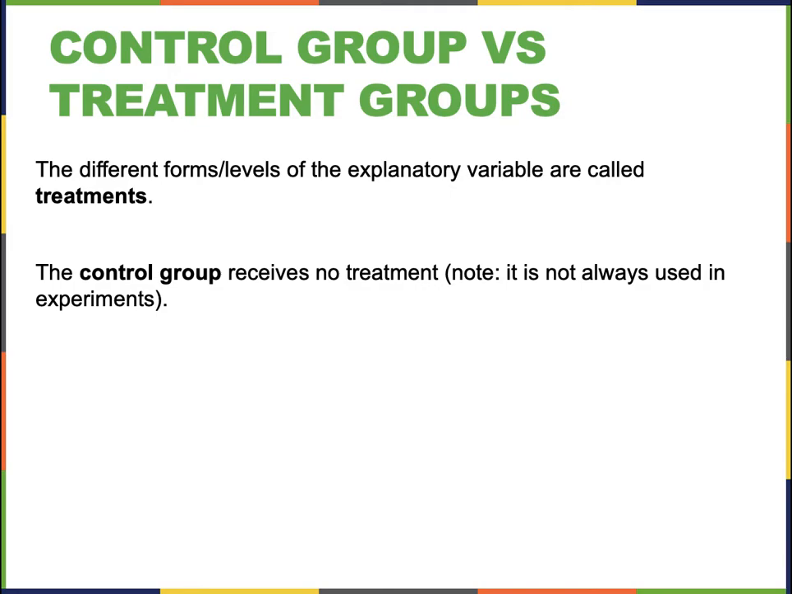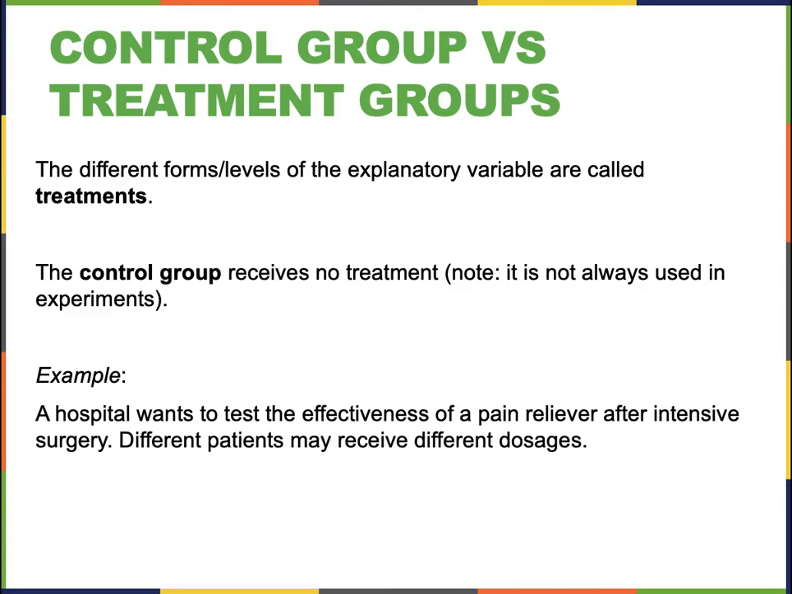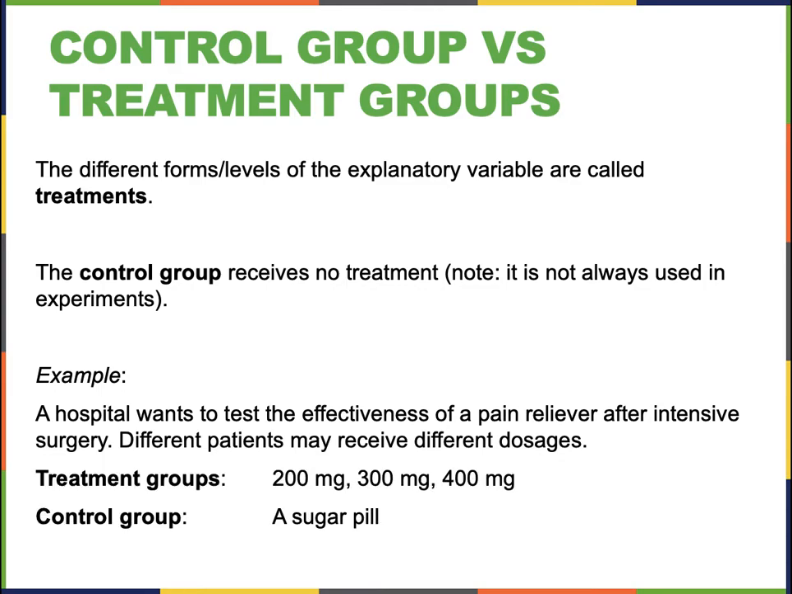However, an experiment doesn't necessarily need to have a control group. Let's look at this example. Let's say a hospital wants to test the effectiveness of a pain reliever after intensive surgery. Different patients may receive different dosages, so these would be the different treatment groups. For example, one group might receive a 200 milligram dosage, another might receive 300 milligrams, another might receive 400 milligrams, and then data would be collected based on what we observe among these different groups.